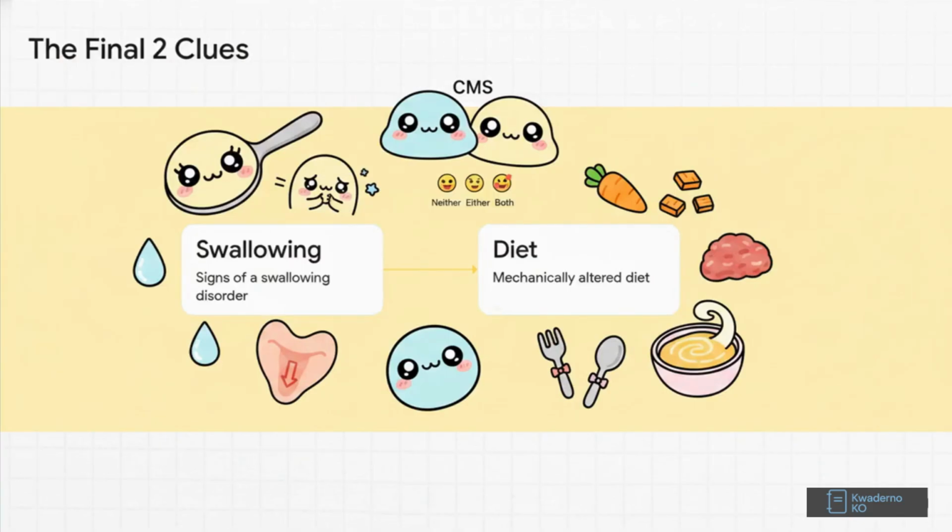Then we have the final 2 clues, and these are actually checked together as a pair. 1, is there a swallowing disorder? Does the resident pocket food or maybe cough and choke? And 2, is there a mechanically altered diet? Are they receiving chopped, ground, or pureed food? When CMS looks at these last 2 items, they're checking to see if the resident has neither of them, either of them, or both of them.